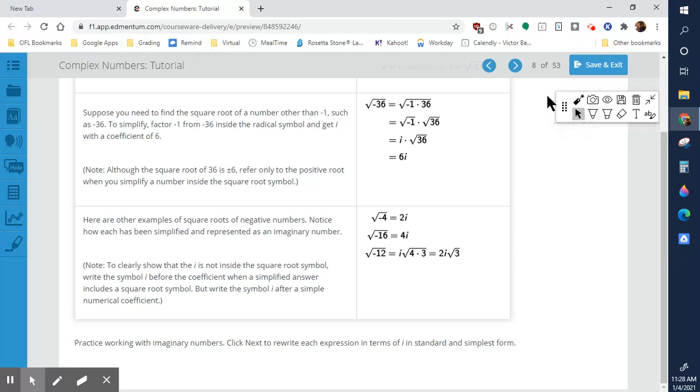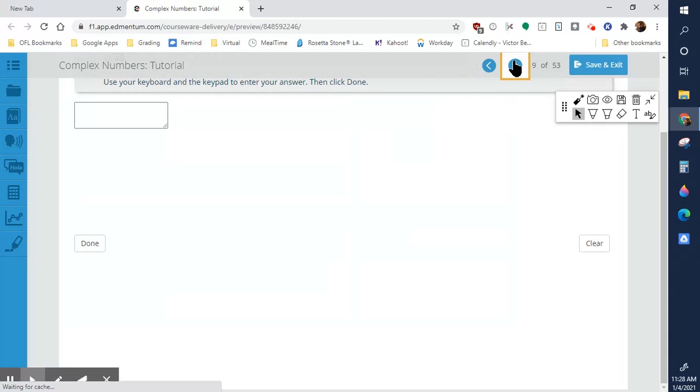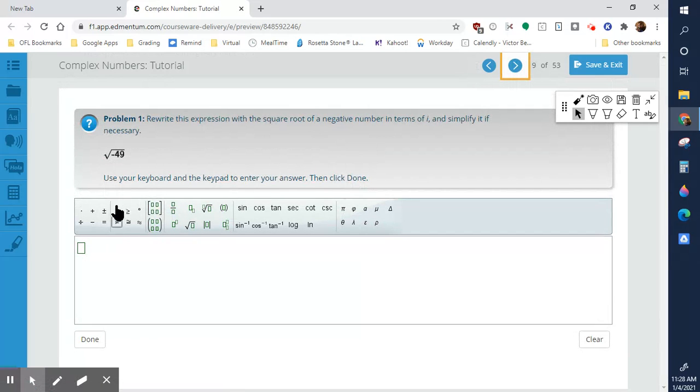All right, so moving on here. We're going to solve this problem right here. Obviously, we have to get rid of that negative. In order to do that, we just take out an i. And our real question is, what is the square root of 79?